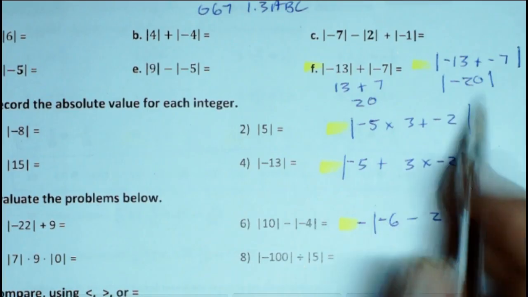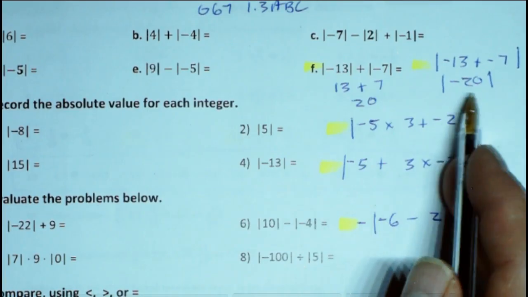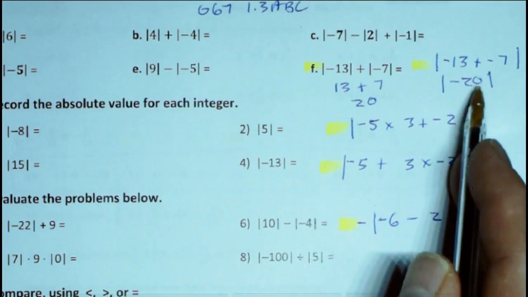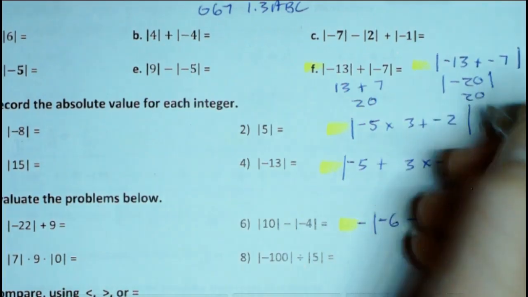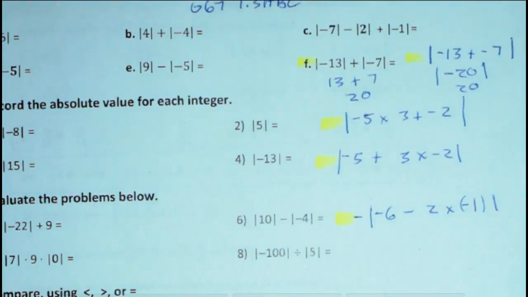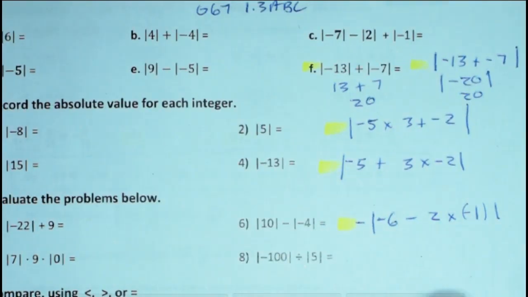They're saying, how far is negative 20 from 0 on the number line? Well, it's 20 spaces. Again, everything becomes positive. So that becomes an absolute value of 20 as well. A little bit different process, though.